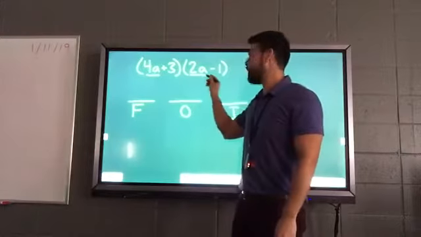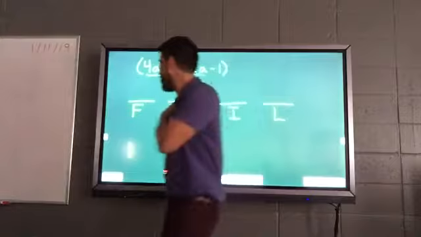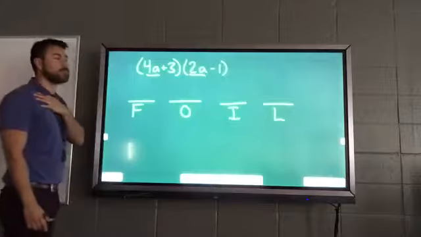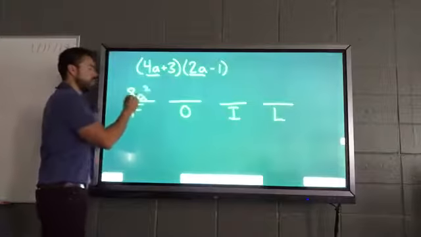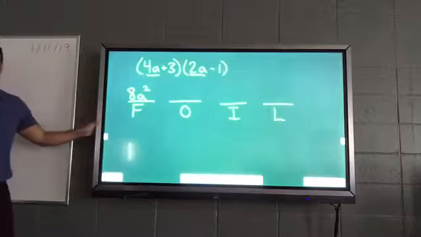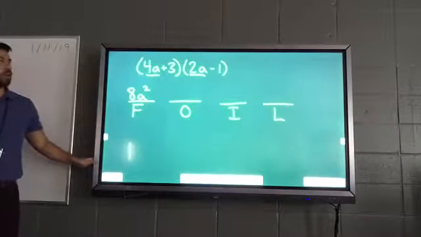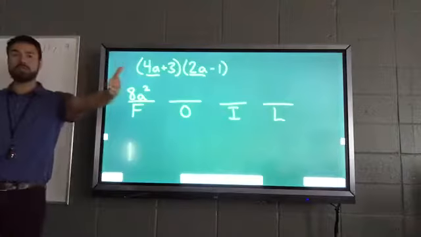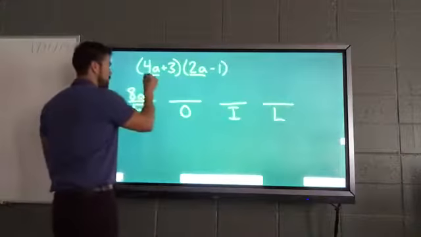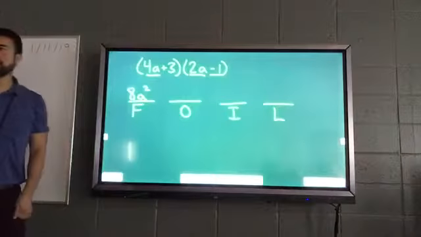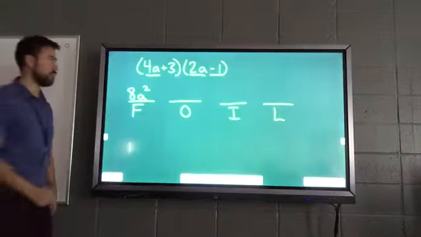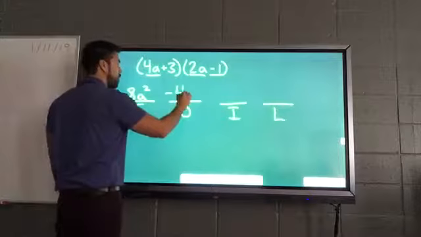4a and 2a. Somebody else, Annie, tell me what 4a times 2a is. 8a squared. So for the first term, we should have gotten 8a squared. Laura, what are the outer terms? 4a and negative 1. And what is 4a times negative 1? Negative 4a.